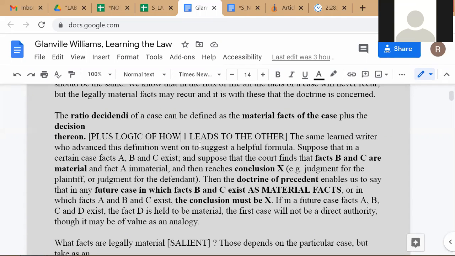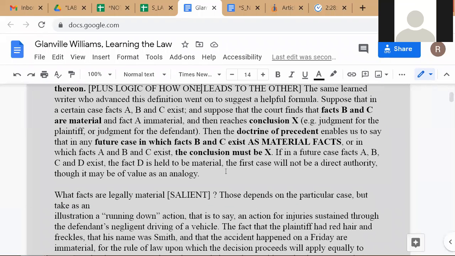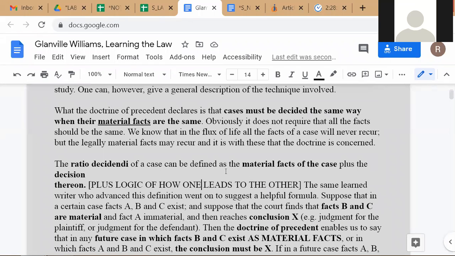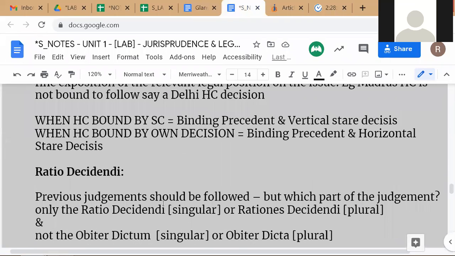Hopefully I make it clearer and not more confusing. This is where I've made my own notes. You should read this article, and you can do that later on your own. In the meantime, I'll give you an idea of ratio decidendi, and we'll come back.